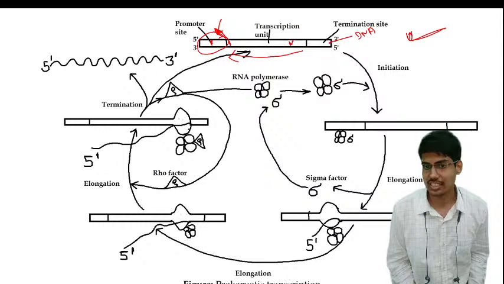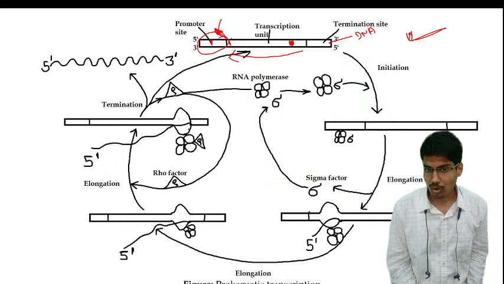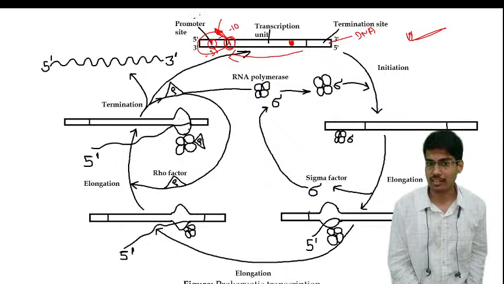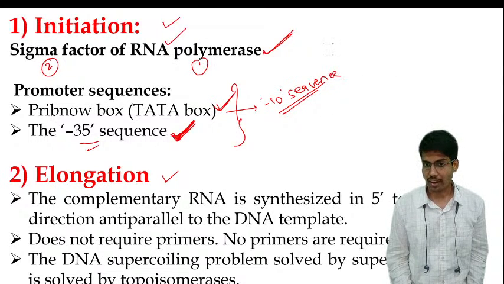Suppose this is the initiation point, the point where the transcription is going to start. From that point, the location of this Pribnow box is 10 nucleotides, and the location of the other sequence is 35 nucleotides away. So that's why they are named -10 and -35. Okay, so these will be the initiation factors. The first one is what? RNA polymerase.